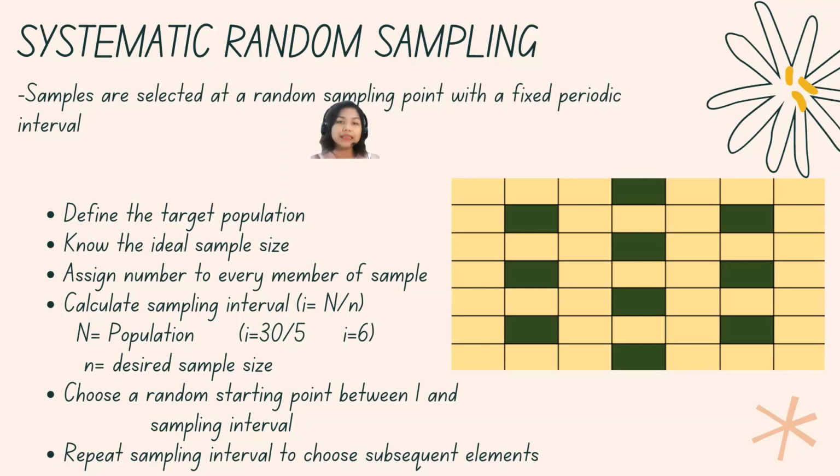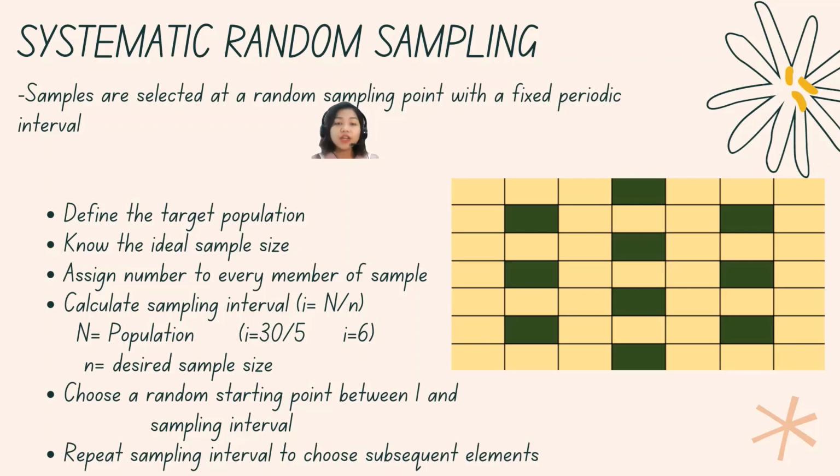So, to know that, let's talk about the nitty-gritty. So, first is we need to define the target population. Ano yung gusto mong population? And then, know the ideal sample size. So, assign the number to every member of the sample. Then, calculate sampling interval. So, to calculate the sampling interval, you need to know the population size and the desired sample size. So, for example, your desired sample size is 5. So, 5 lang. 5 lang na respondents, or 5 entities, or 5 tao, or 5 things.